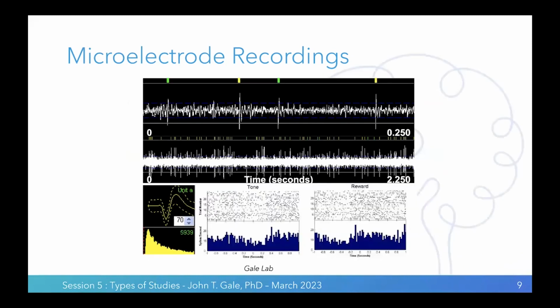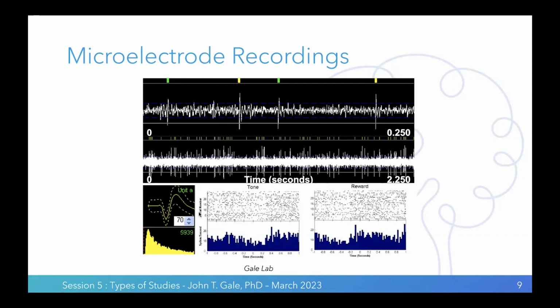Again, we would record the brain activity and be able to sort out single neurons based on their morphology and amplitude. Obviously, if you don't get good recordings, you can't do this. However, with good quality recordings, you can take the activities and line them up to different aspects of the task.